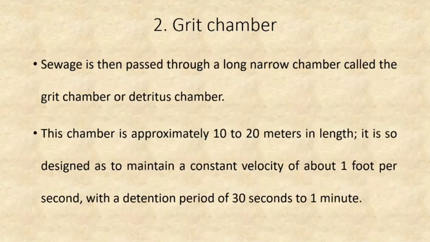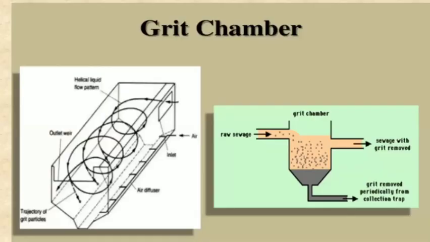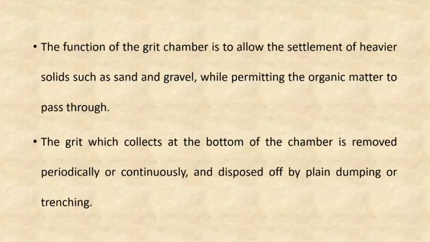Then the sewage is passed through a long narrow chamber which is called a grit chamber. These are grit chambers. The function of the grit chamber is to allow the settlement of heavier solids such as sand and gravel while permitting organic matter to pass through. The grit which is collected at the bottom of the chamber is removed periodically or continuously, and it is disposed of by plain dumping or by trenching.